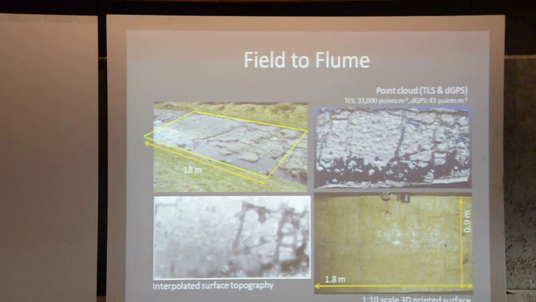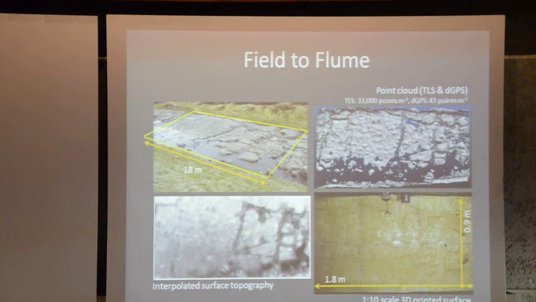Okay, so this is how we actually created that model. We took a section of the reach about 18 metres long and 9 metres wide, and scanned it using a laser scanner from 4 different directions, which gives a very high point density of about 33,000 points per metre squared. Unfortunately, laser scanners don't work that well through water, so 20% of the reach had to be surveyed in a different way, using differential GPS. That has a lower point density of about 43 points per metre squared.